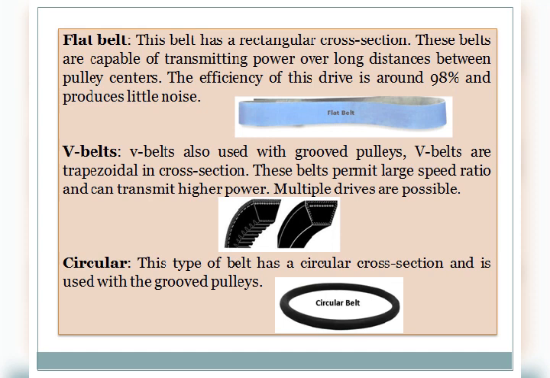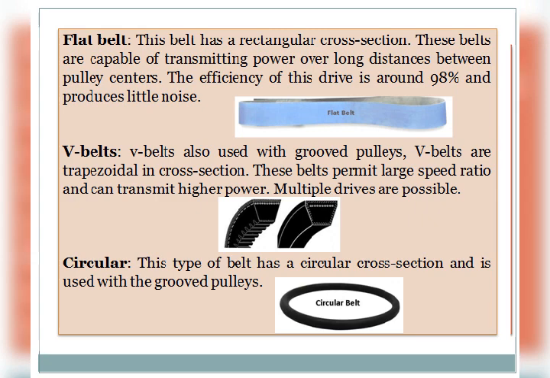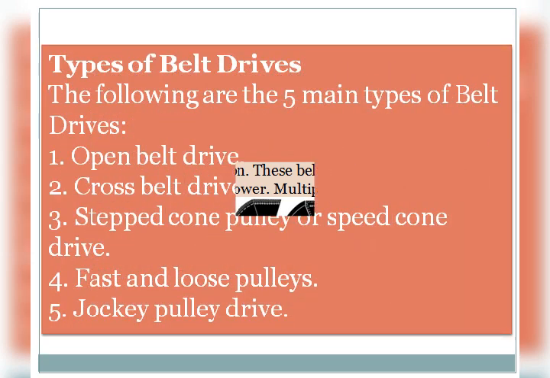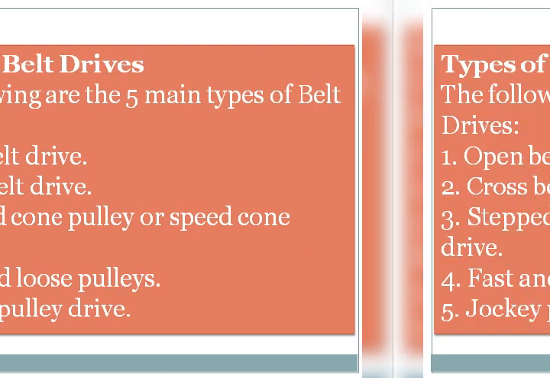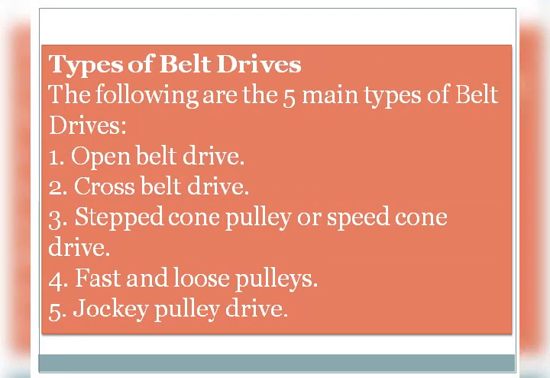Next one is circular. This type of belt has a circular cross section and is used with the grooved pulley. Same concept as we learned earlier, but the only difference is that here the shape of the belt is circular. We learnt about the types of belts such as flat belt, V belt, circular.